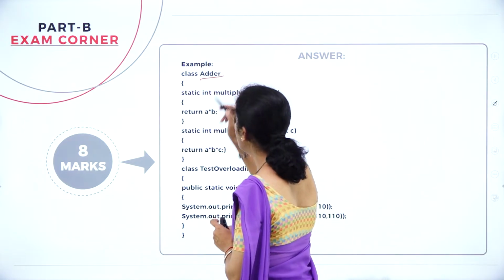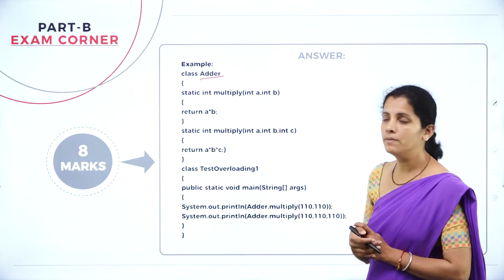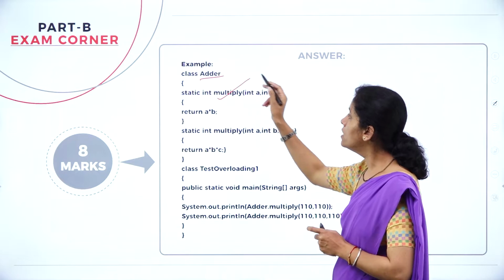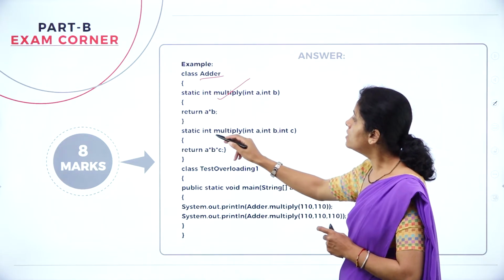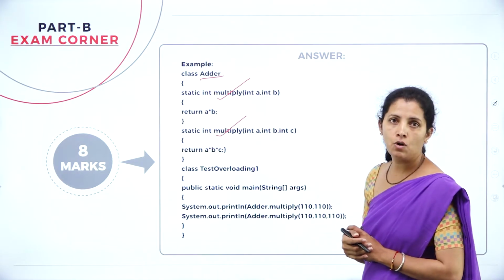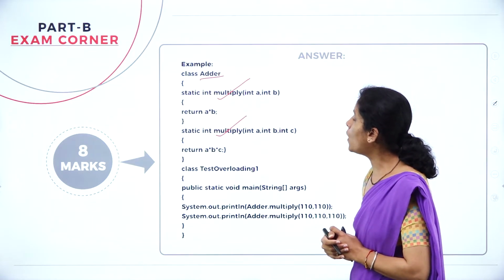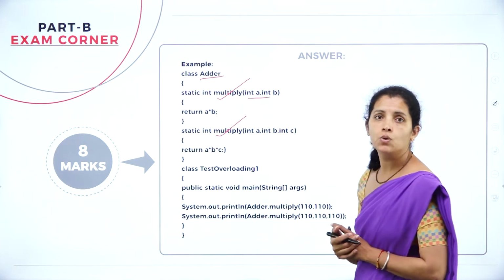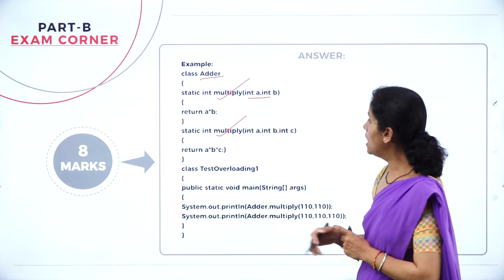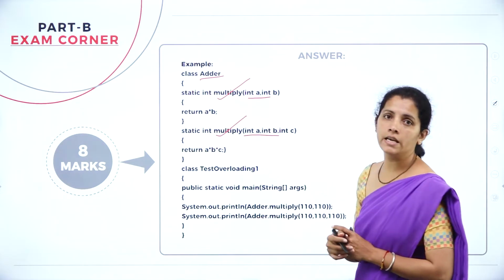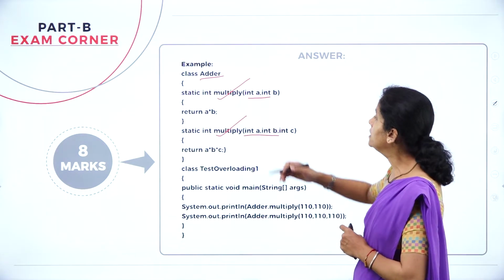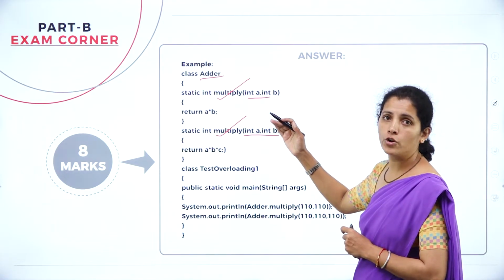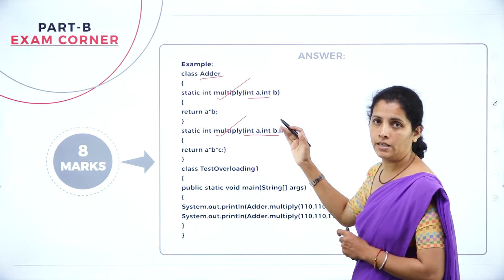So what is my class here? That is nothing but the Adder. In this Adder class, I have the method called multiply. Once again I have the method called multiply. But what is the difference here? This method takes only 2 arguments and this method takes 3 arguments. The argument type is the same, but the number of arguments is different.